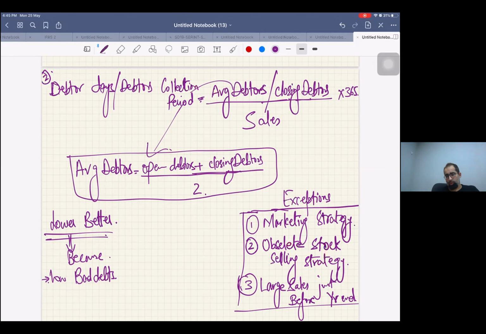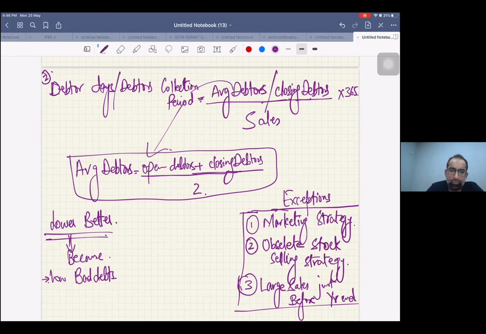Now, this debtors collection period, should it be greater or lower? Definitely lower. It's better to collect cash early from customers, right? Why? Because number one, bad debts. There is an inherent credit risk with debtors in credit sales. So if you delay more, if you give more chance to debtors, there will be a high possibility of bad debts. So it is better to collect early from debtors, right?